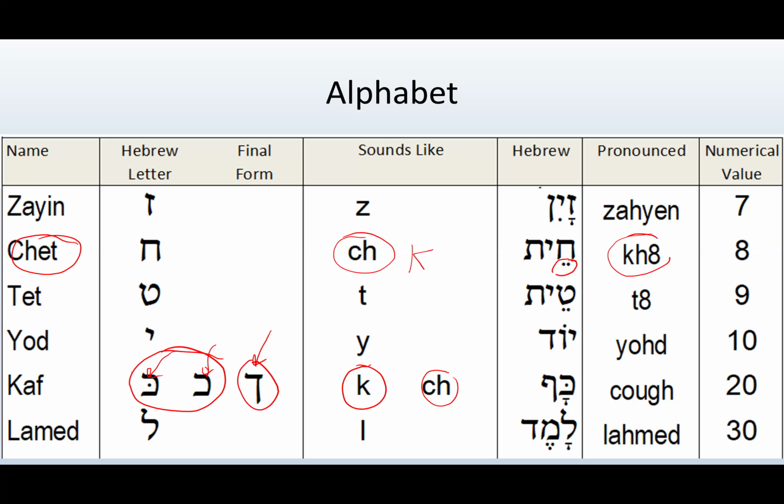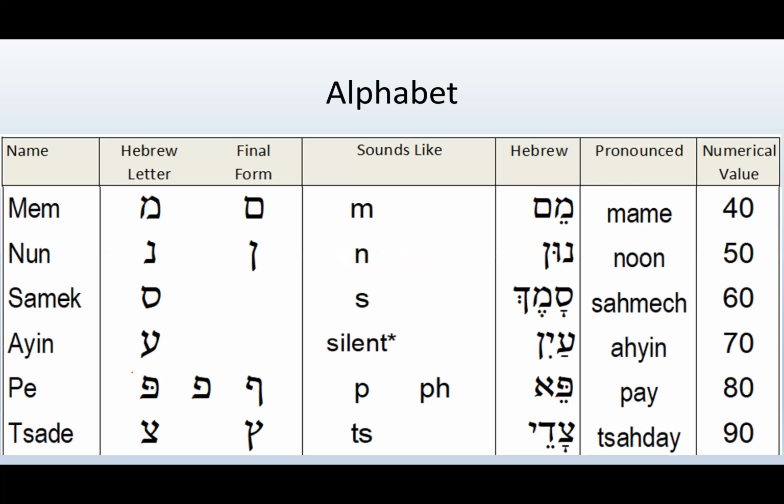Lamed is the L sound. Mem is the M sound, and it also has a final form when it is written at the end of a word. Instead of looking like the left one here, it'll look like the right one. That's just the final form. Final form means it's the last letter of the word. This helps out whenever you have words that are close together, not much space. If they have a final form, it makes it quite easy to see that that's the end of the word.